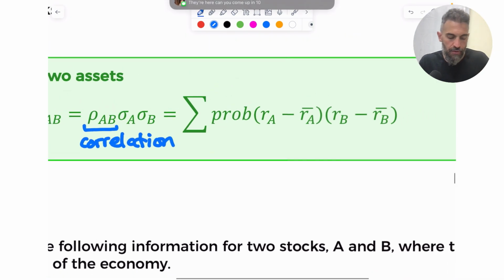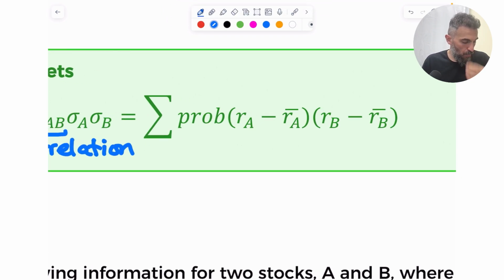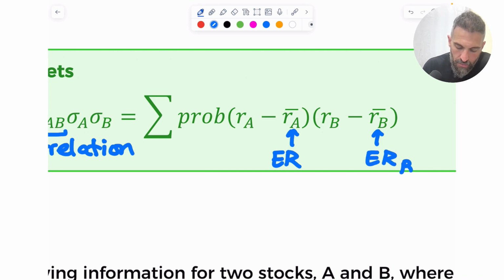If you don't have the correlation, but you have that table that we've been working with with all the different outcomes, then the formula is a little bit more complicated. It's not complicated, but it's longer, and it looks like this. Just FYI, these numbers here, these are the expected returns. Remember that expected return and average, they mean the same thing. So when you see a bar on top, it means average, it means expected return, it's the same.